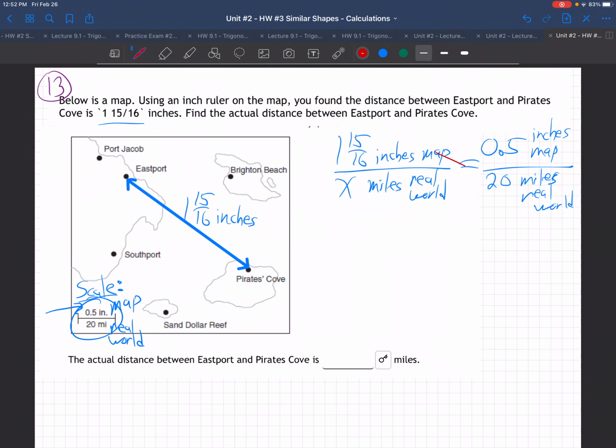So now we cross multiply. We're trying to find how many miles in the real world, right? Cross multiply. So we get 1 15/16. Oh, by the way, let's divide that. What you do on your calculator, 1 15/16: just take 15 divided by 16 to get a decimal. Just leave the 1 there. And you get 0.9375. So this means it's 1.9375. Does that make sense?